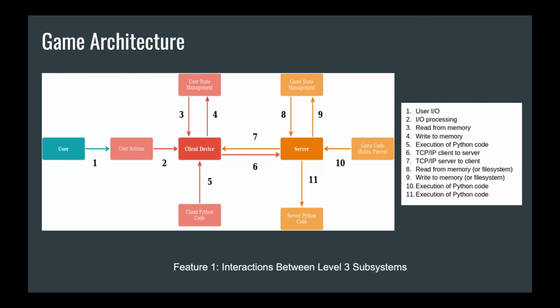In this diagram, we show the level 2 and 3 subsystems and the interactions between them. On the far left, we have the user, then in the middle, we have the client device, and on the right, we have the server. Around each of the level 2 subsystems, we have the level 3 subsystems. User state management, user actions, and client Python code for the client device, and server Python code, game state management, and game code for the server.